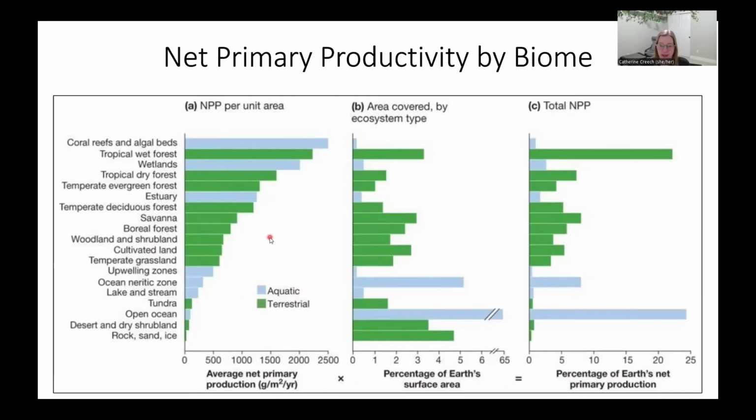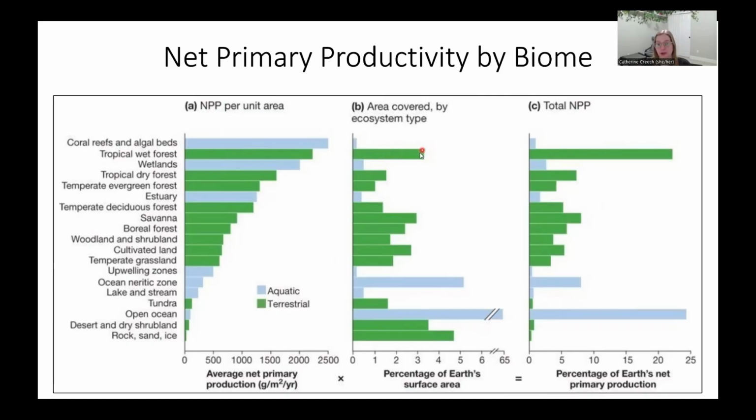And this makes sense, right? Because if I have an area that's really productive, but it's like 1% of Earth, it's not going to contribute as much to the total percent of Earth as somewhere that has a large amount of space. Let's check it out. Tropical wet forest, a lot of NPP per unit area, one of the highest. Coral reefs and algal beds are a bit higher. But by area, coral reefs and algal beds, a lot lower space covering on Earth.